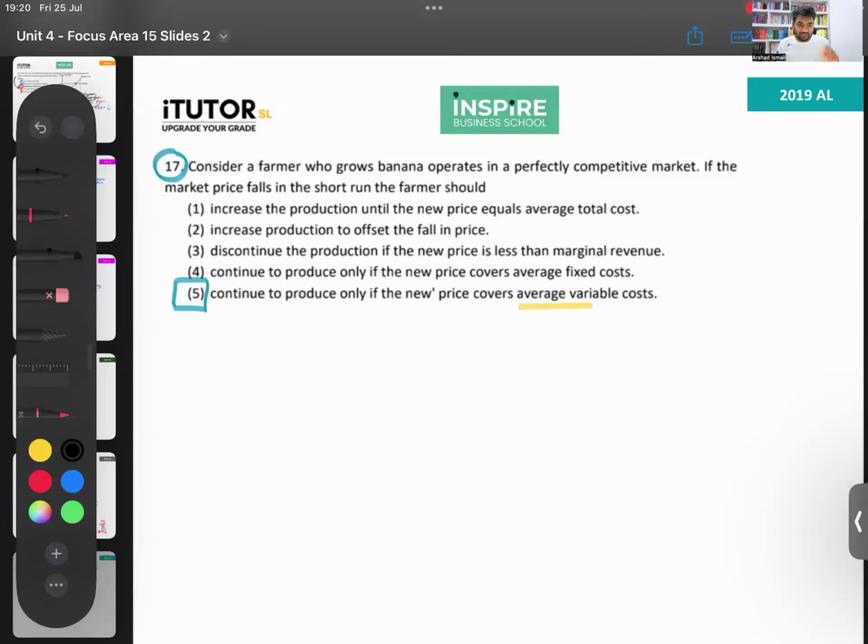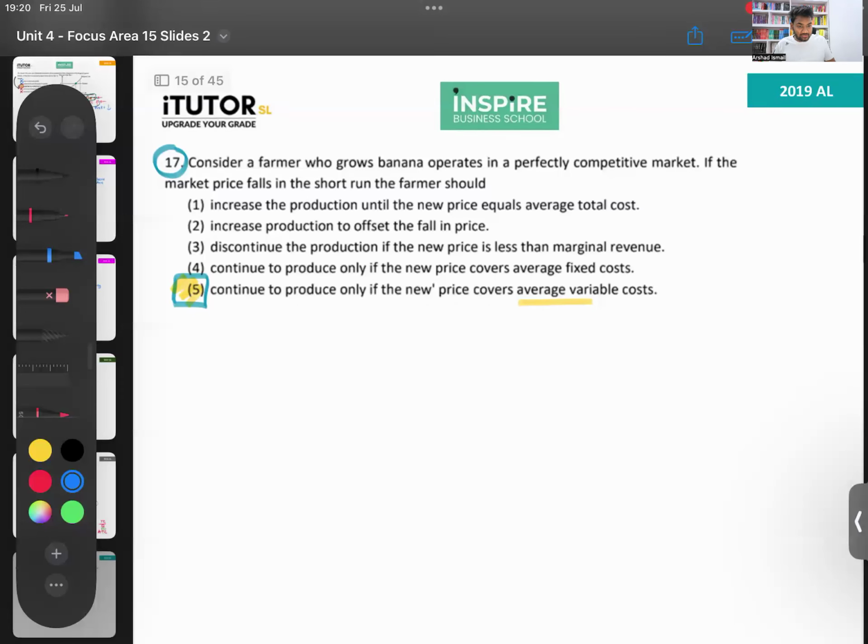If the price has fallen so much that it's not even covering your average variable cost, then what do you do? Then you will shut down at the firm level. Temporarily, you will shut down. Good. That's answer number 5. Then we go into the next one.